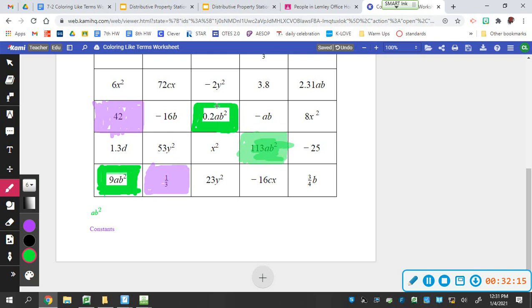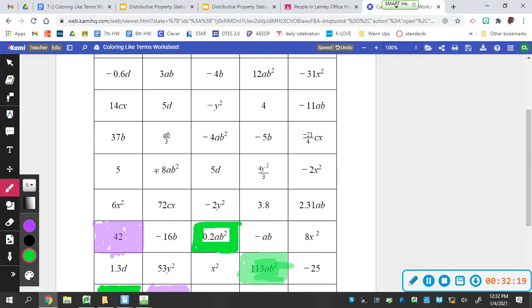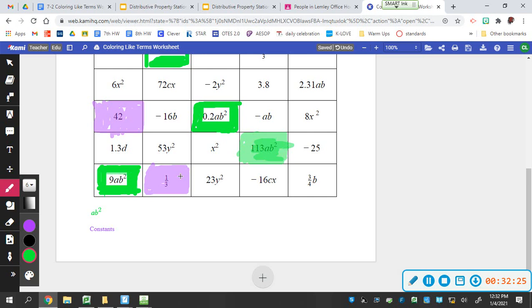Sorry, I'm trying to do this with the mouse, so it's not great. I'd go through the whole thing, and anything where I see an AB squared, I would color green. I also have constants. All of my constants are purple. So notice I have 1/3, I have 42, here I have a negative 25.